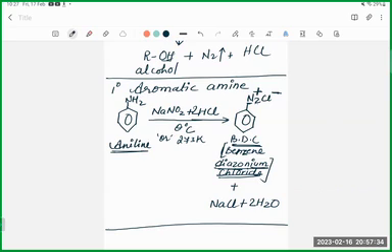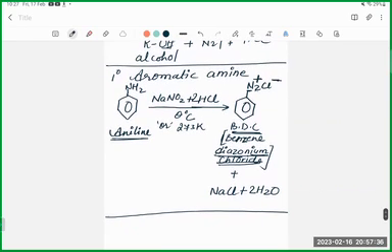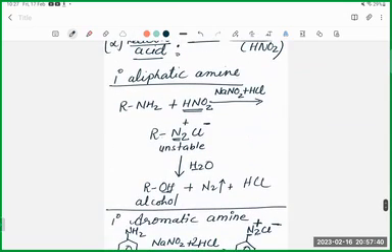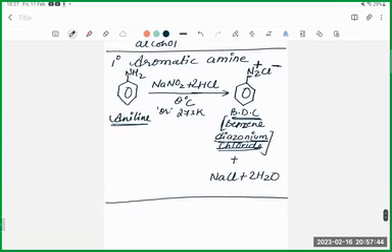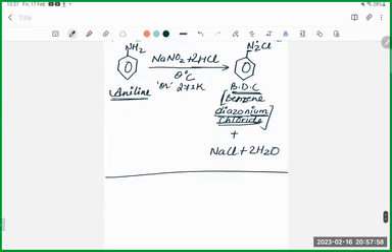If I'm talking about secondary and tertiary amines, they do not react in this manner, making diazonium chloride with nitrous acid. Why? Because one has one hydrogen and the other has no hydrogen. So their reaction will be quite different. That is not in the syllabus, so we need not worry.